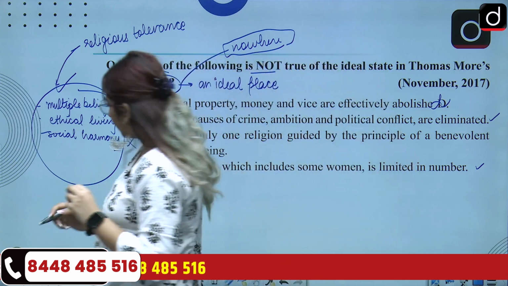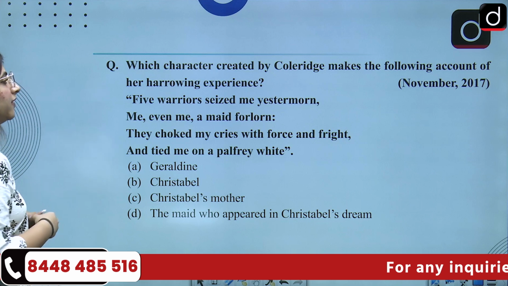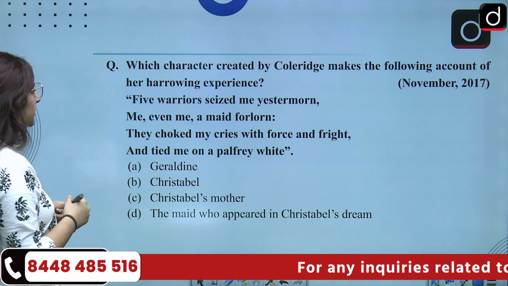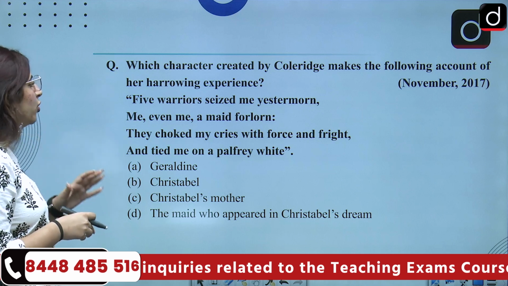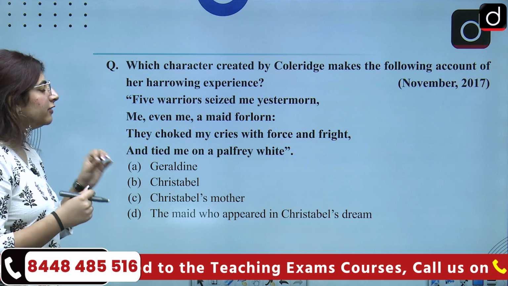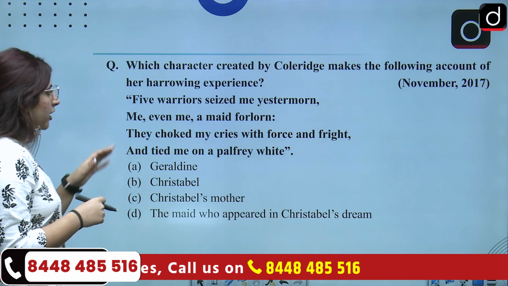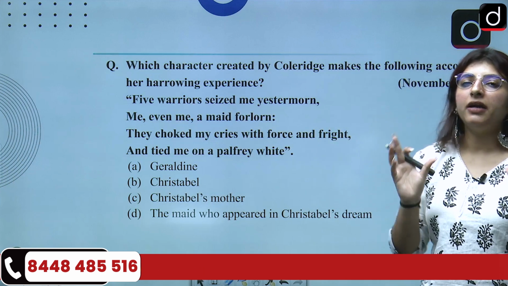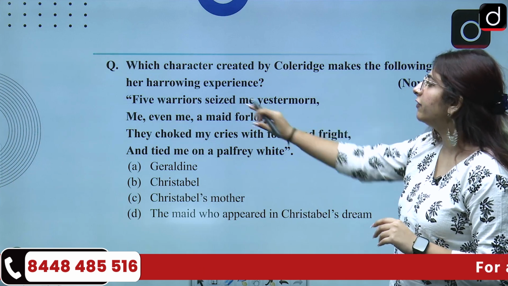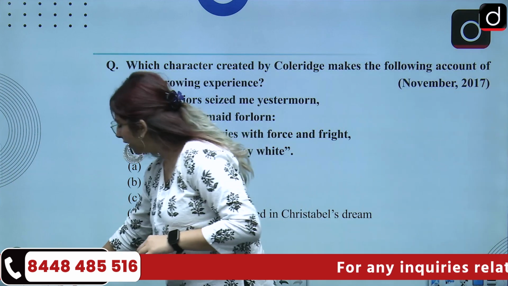Theek hai, next up, next question that we have is with regards to Coleridge's work. Which character created by Coleridge makes the following account of her harrowing experience? Five warriors seized me yestermorn, me, even me, a maid forlorn. They choked my cries with force and fright and tied me on a palfrey white. Who here in these lines is trying to talk about her traumatic experience with the five warriors? Theek hai? The right answer is option A here.